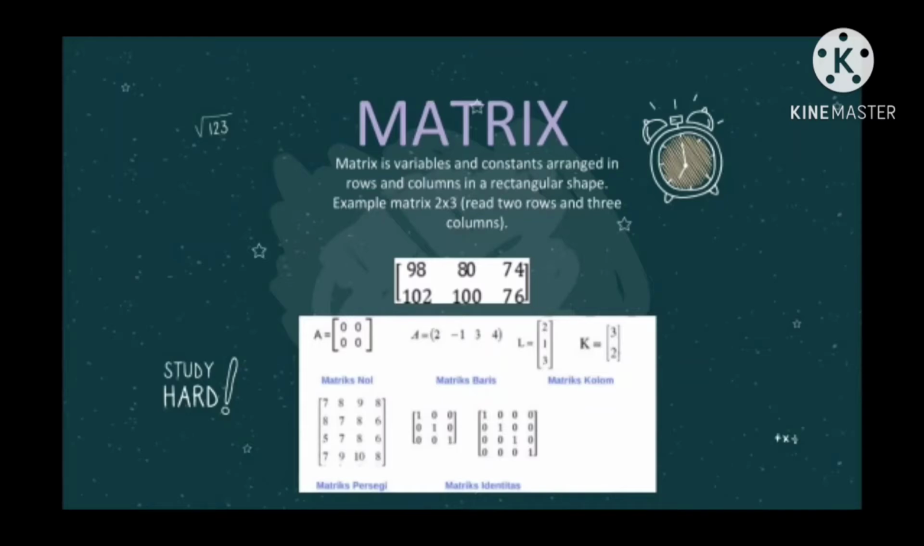Matrix. A matrix is variables and constants arranged in rows and columns in a rectangular shape. For example, a 2 times 3 matrix is read as 2 rows and 3 columns. And then this is an example of a matrix. The matrix types are row matrix, column matrix, zero matrix, rectangular matrix, and identity matrix. The following is a pattern of each matrix.